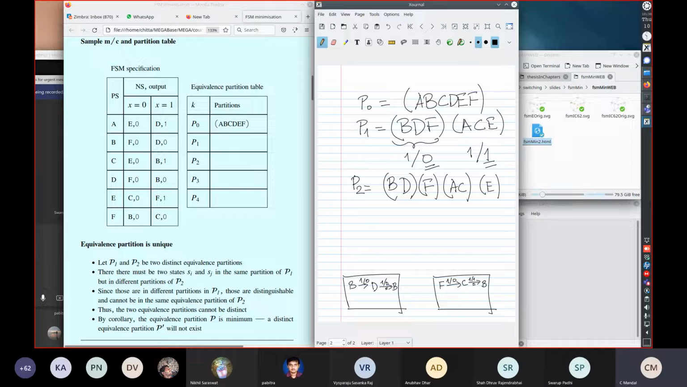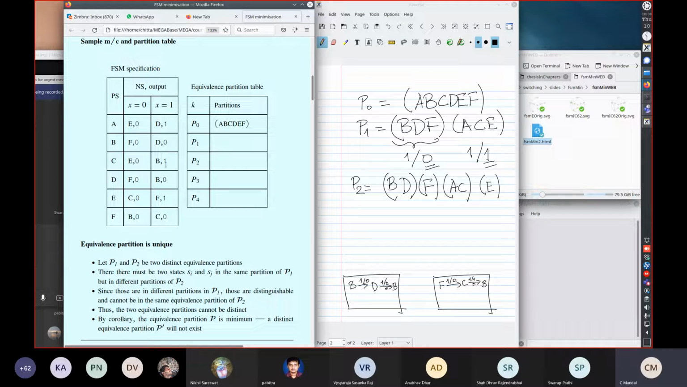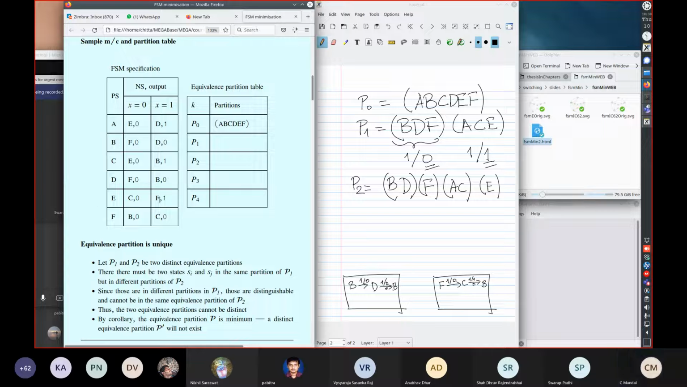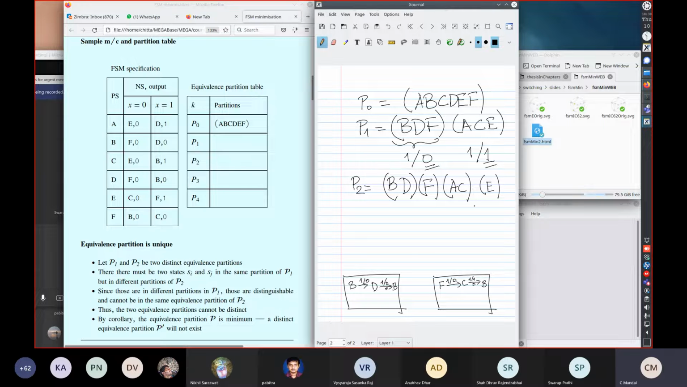These are not three distinguishable. All right. So A and C both go to D and B, or B and D, which are in the same partition, but E has a transition to F, which is in a different partition to B and D. So now these are therefore distinguishable, three distinguishable.